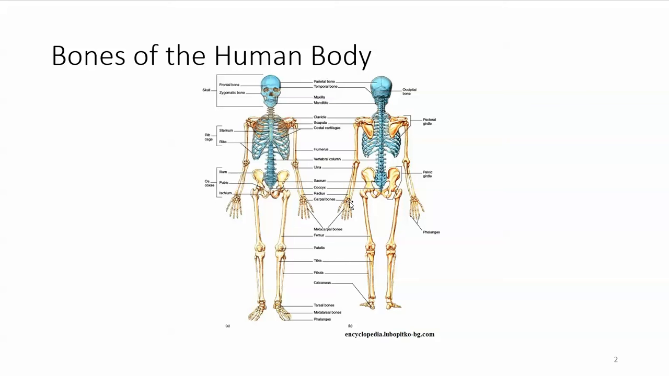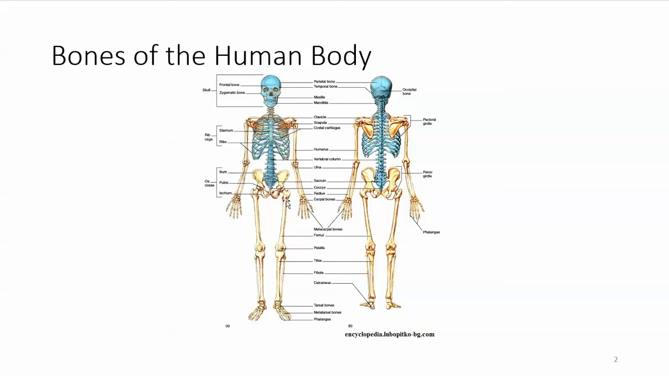We have the carpal bones, those are the wrist bones. We have the metacarpals, and that's in the upper hand. And then the phalanges, those are the fingers.